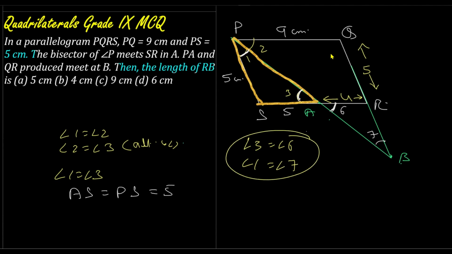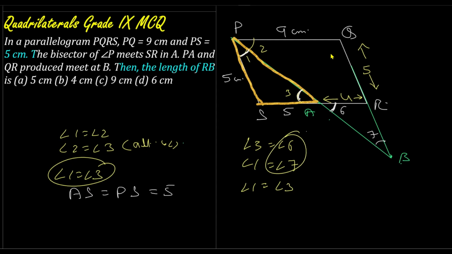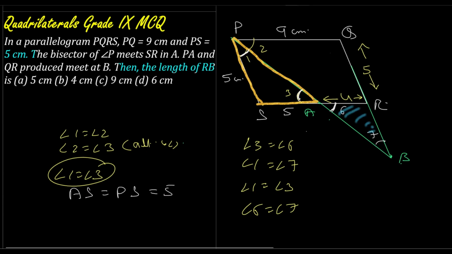But 1 and 3 are equal. We have already proved angle 1 is equal to angle 3. This implies angle 6 is equal to angle 7. Now here we have to consider this triangle, right? This one. So you need to look into this triangle. Here too we have two sides as equal. So I'm talking about this triangle. Here two sides are equal, and what are these two sides?